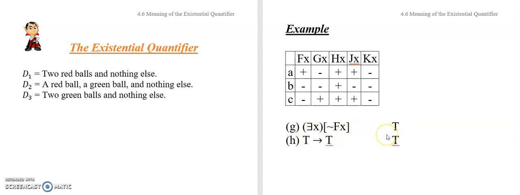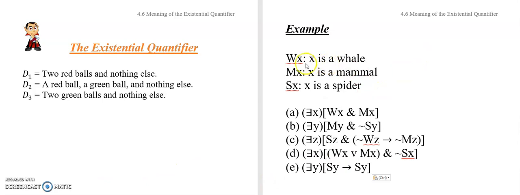Let me give you some sentences to translate. So let's work on some translations together. So let's do, X is a whale, X is a mammal, X is a spider, and your object is to translate these sentences into ordinary English with these renderings. So go ahead and pause now and see if you can figure them out for yourself. State them in ordinary English.